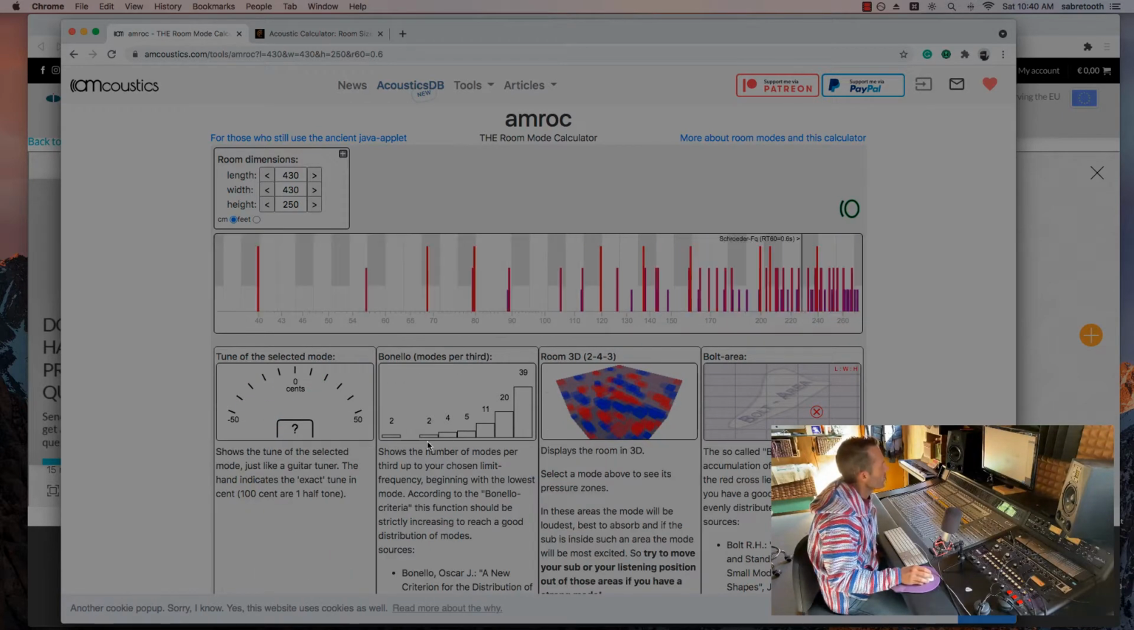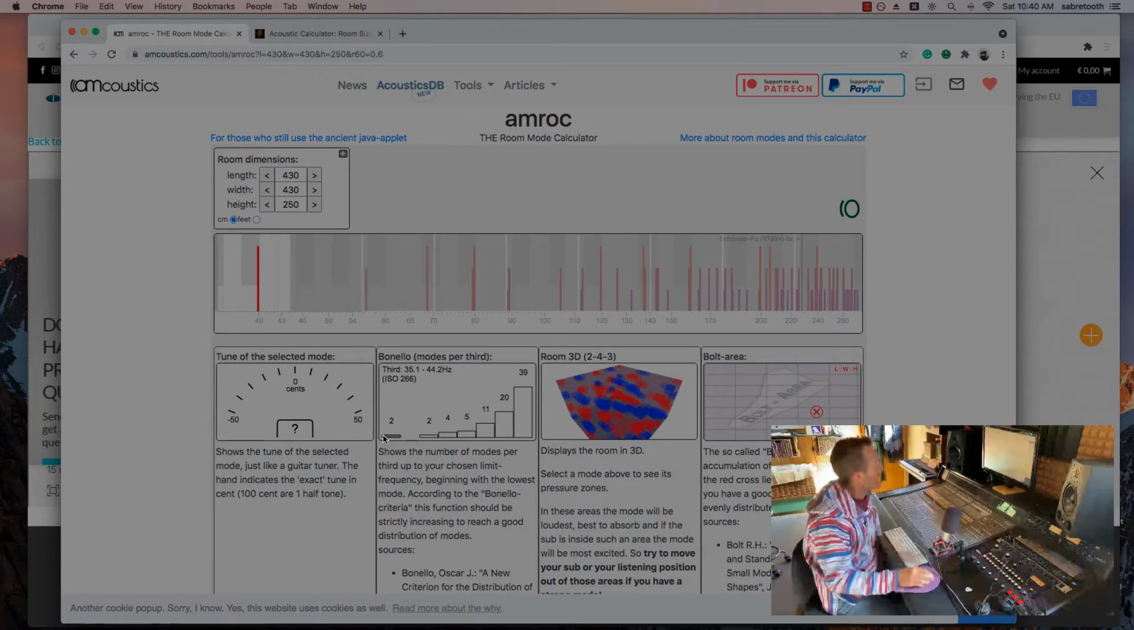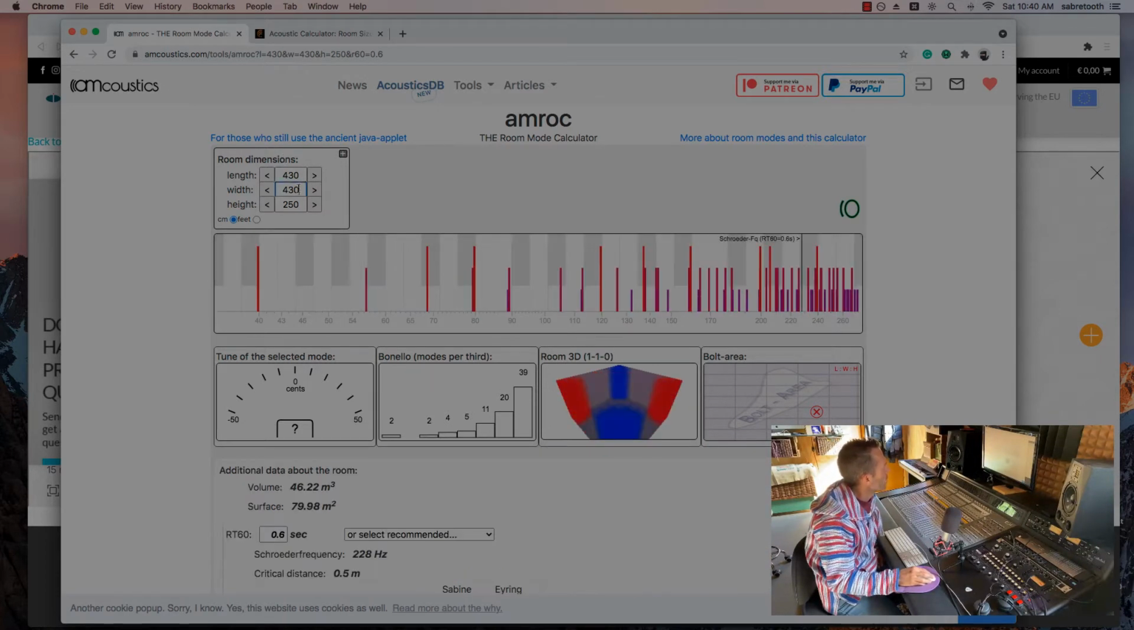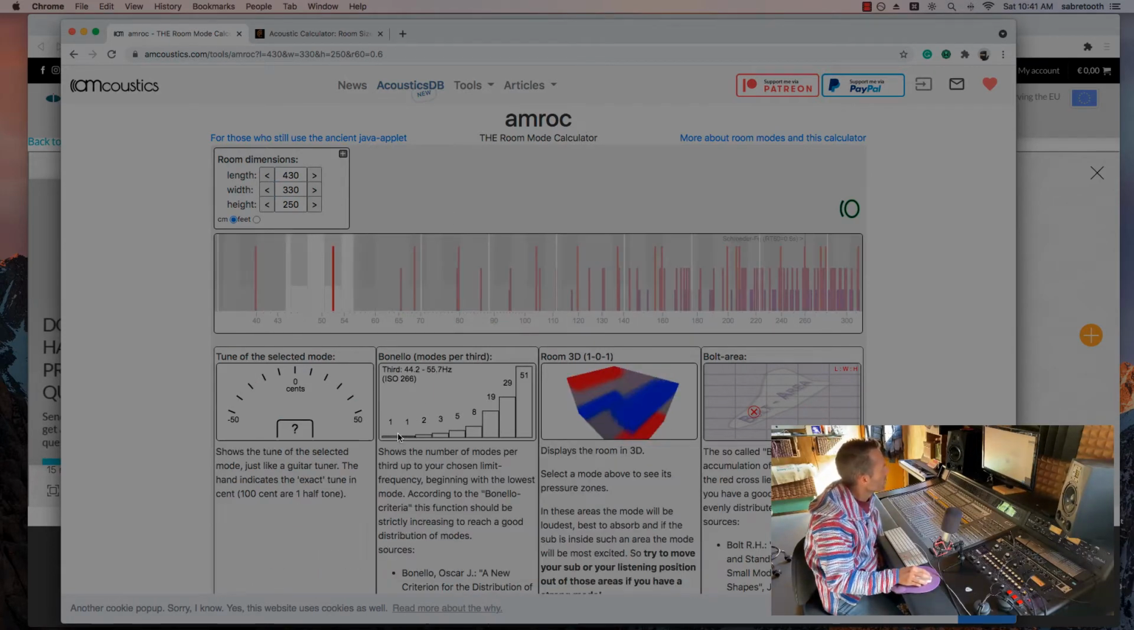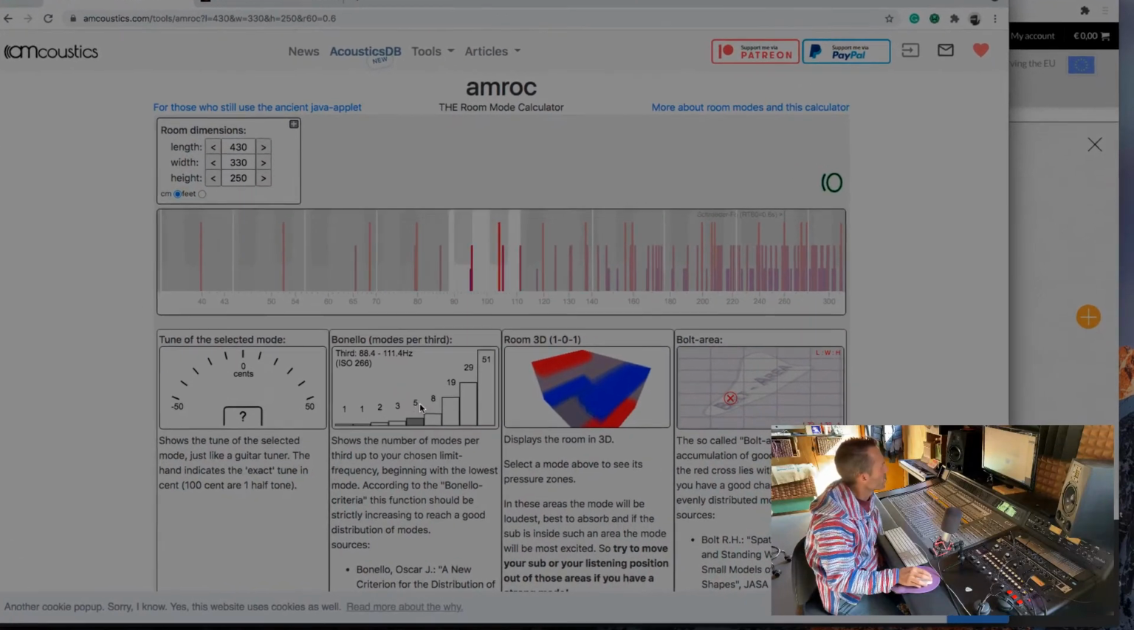Bonello's criteria is probably quite a good one to look at, and the basic principle is that each frequency band should have a higher number of modes or the same as the previous band. So you see in this situation here we have 2, and this one none here, 2 here, 4, and so on. Back to where I was, my original plan follows this criteria and it gets bigger each time.